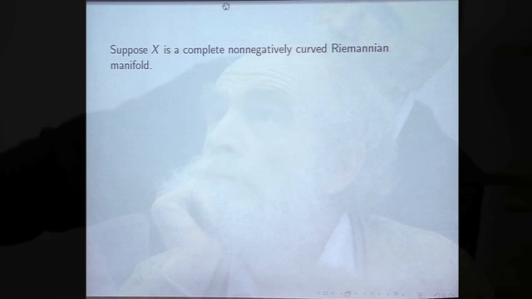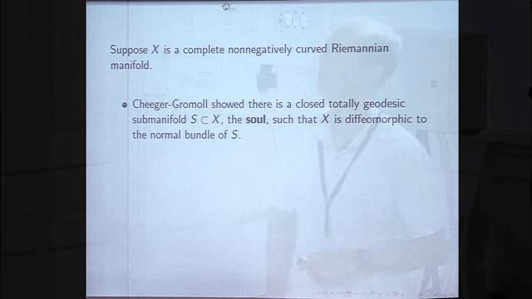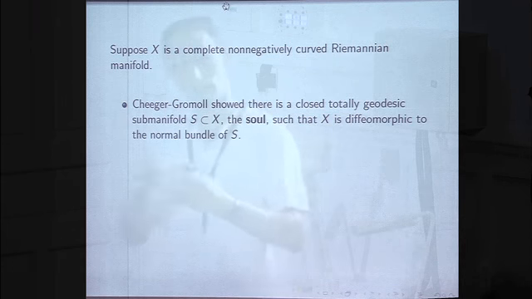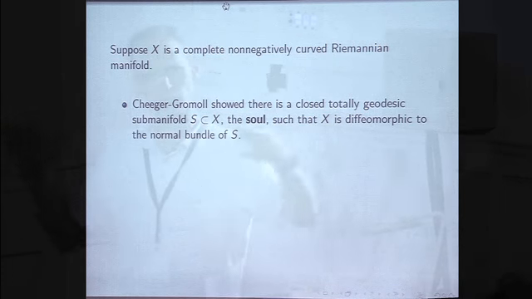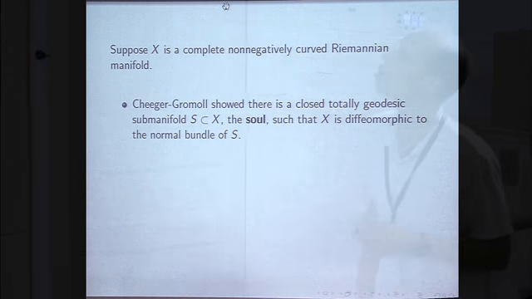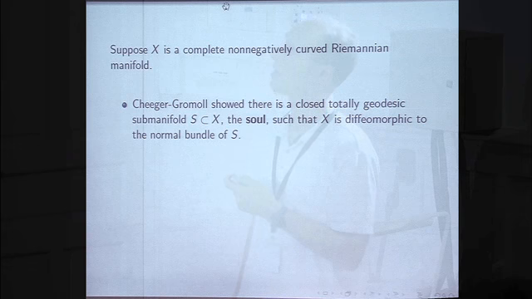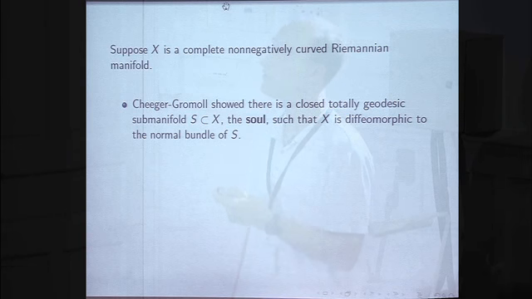Now, what about the non-compact case? So suppose you have a complete non-negatively curved Riemannian manifold. Cheeger and Gromoll showed that a complete manifold with non-negative curvature is relatively simple at infinity, at least topologically. You have a compact, totally geodesic submanifold S, which they call the soul.